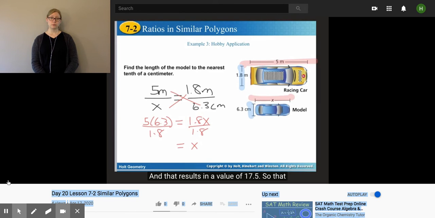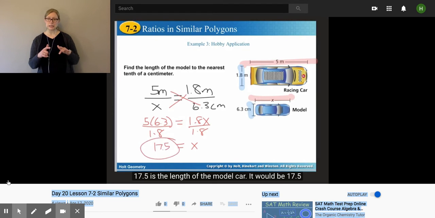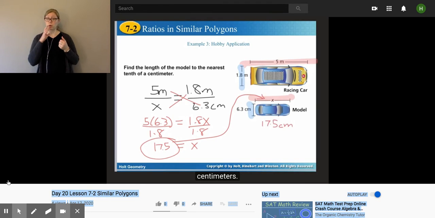And that results in a value of 17.5. So that 17.5 is the length of the model car. It would be 17.5 centimeters.